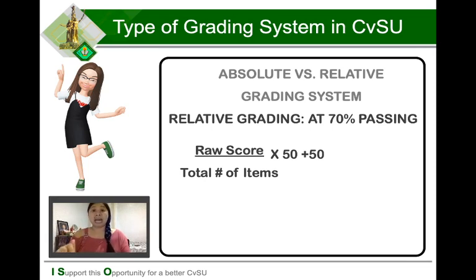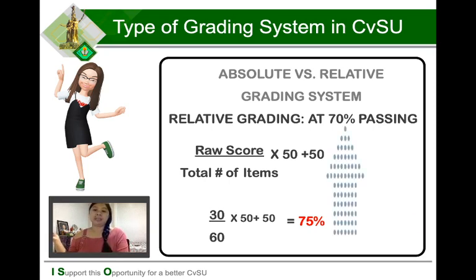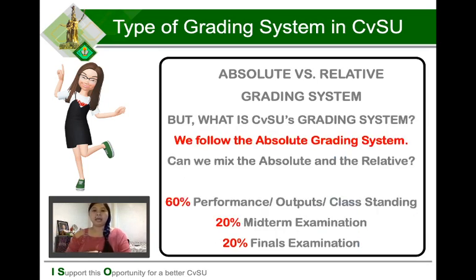And this is already high. The plus 50 is already high. This is being used in the elementary and also the high school. So for an example, we have 30 divided by 60 times 50 plus 50, then that will be 75. Compare it with the 70% passing that we have, then you can say that the student actually passed that particular examination.